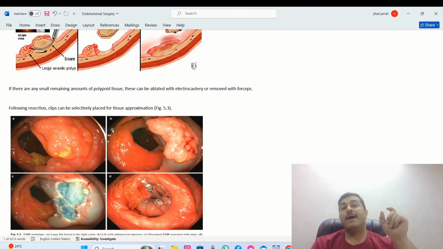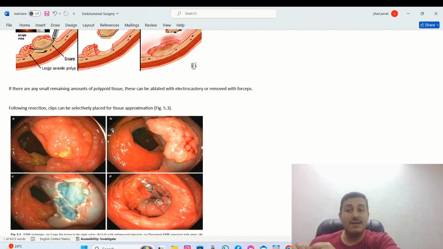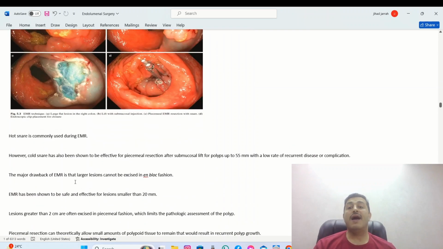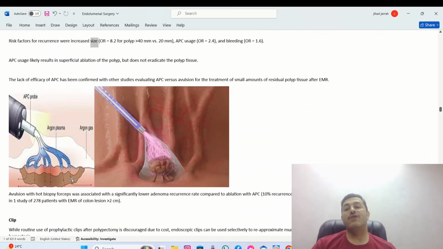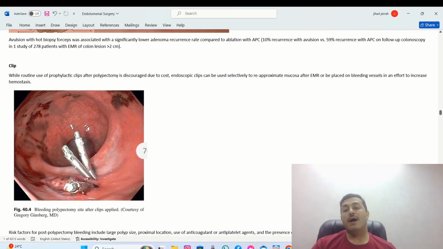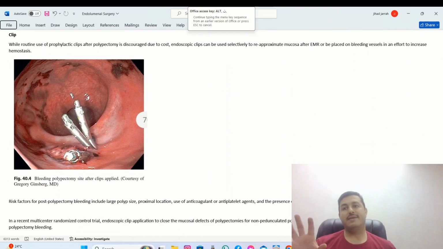So one of the disadvantages is that we cannot remove it en bloc, we remove it piecemeal, and this prevents the histopathological assessment. We sometimes use dye. And let's move a step up to the clip. We already talked about the clip. We said that the clip is not recommended routinely.